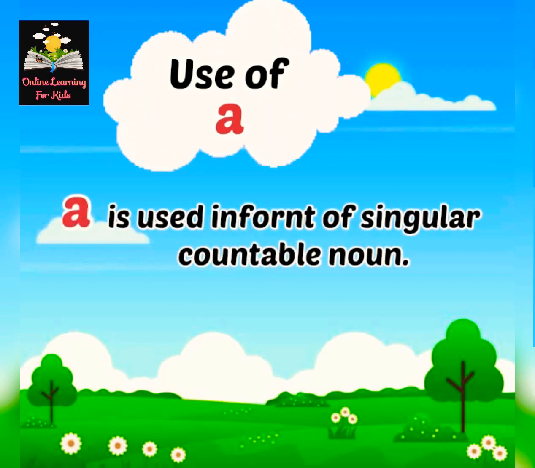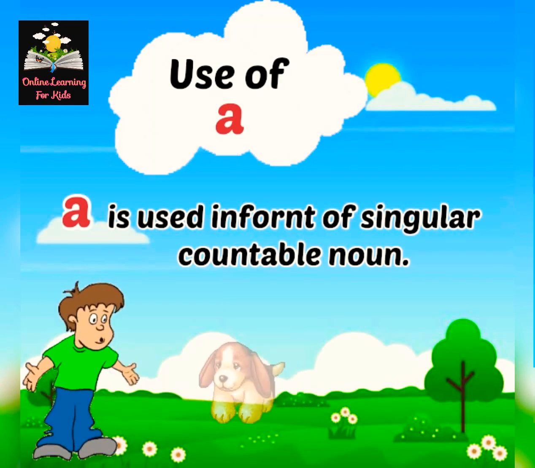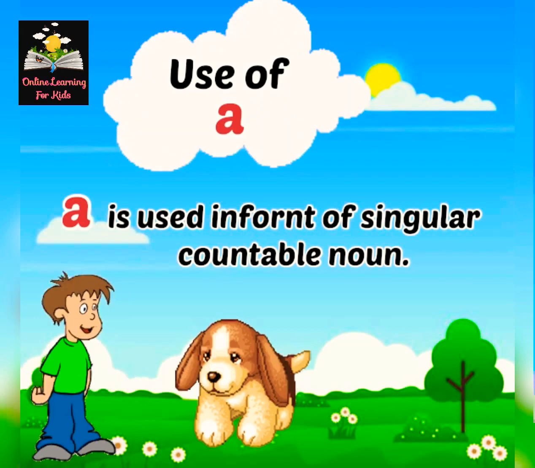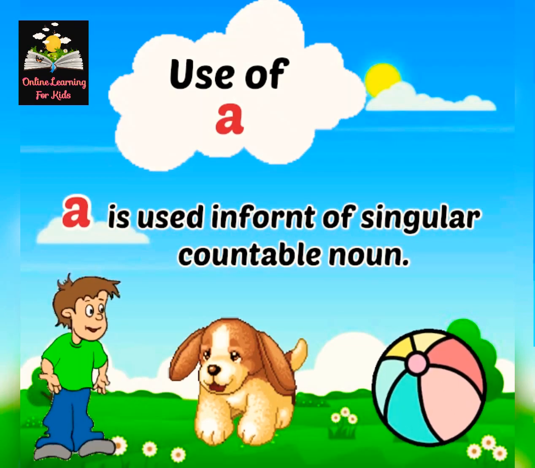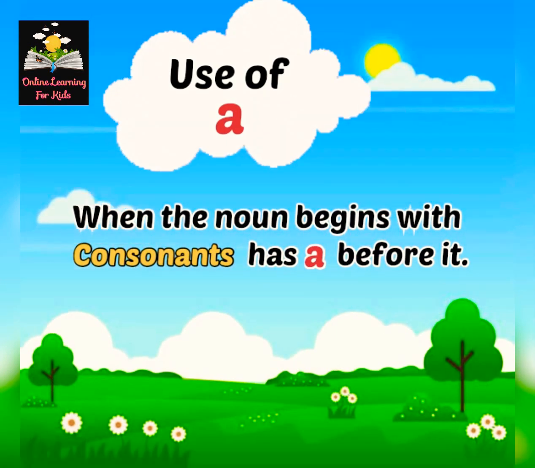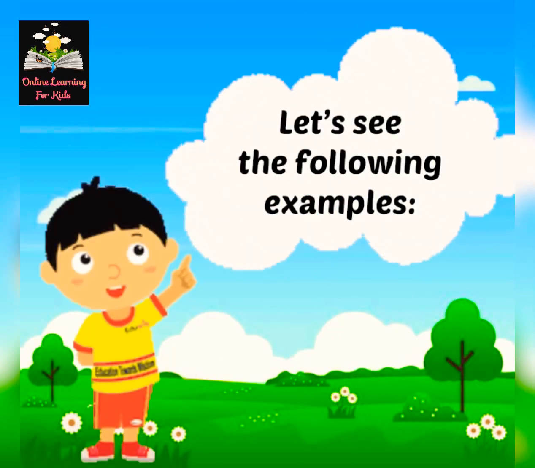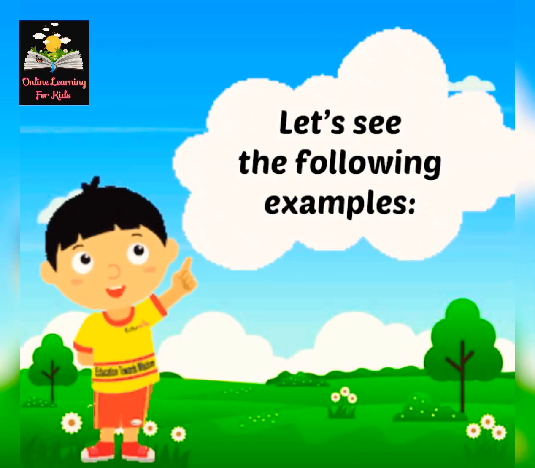A is used in front of a singular countable noun like a person, animal or thing, which is not specific. When the noun begins with a consonant, it has a before it. Let's see the following examples.